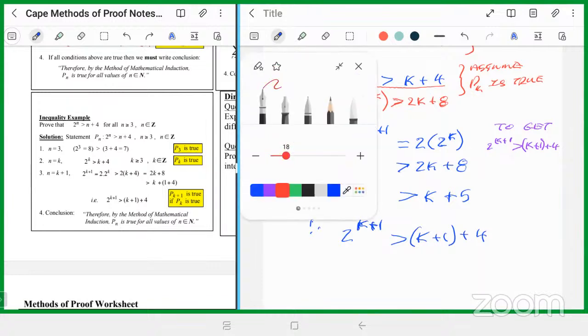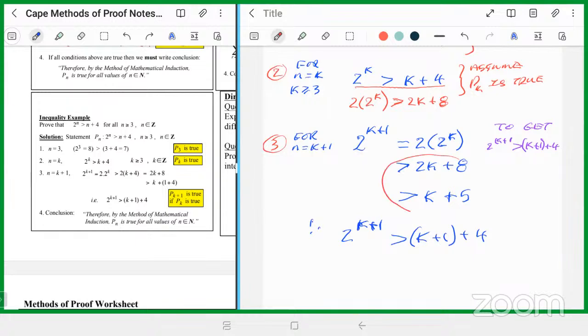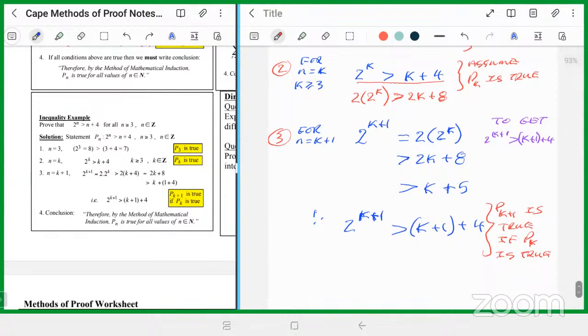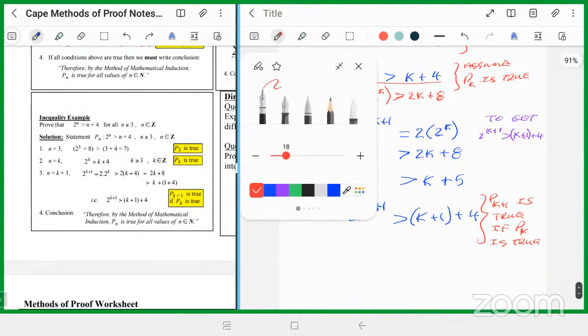You have to do it like a juggling, right? Another step right there, and say something that is the truth, but you have to keep an eye on what you're working towards. So this means that Pk plus 1 is true right here, Pk plus 1 is true if Pk is true. All right? And I'm going to draw the conclusion now.